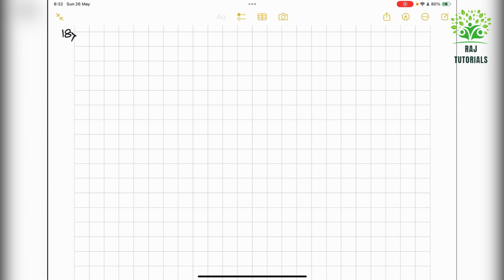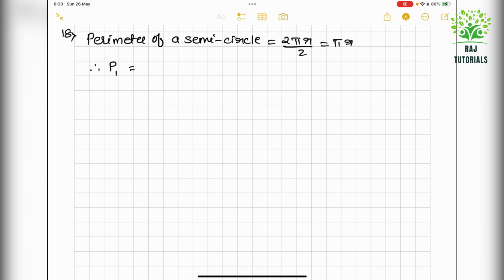So see, the perimeter of a semicircle will be equal to 2 pi r upon 2, so that is pi r. Therefore, the perimeter of the first semicircle will be pi into 0.5, so that is pi by 2.